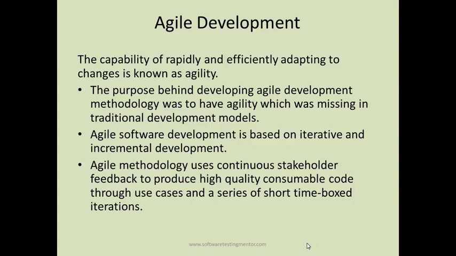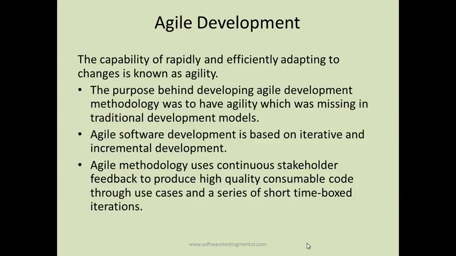And then after the showcase, the feedback from stakeholders was taken, whether things were all right, whether they want some changes or something is not right and needs to be changed. All those feedbacks were taken, and then again in the next sprint, those changes can be taken care of. So agile methodology uses continuous stakeholder feedback to provide high quality consumable code through use cases and a series of time box iterations.